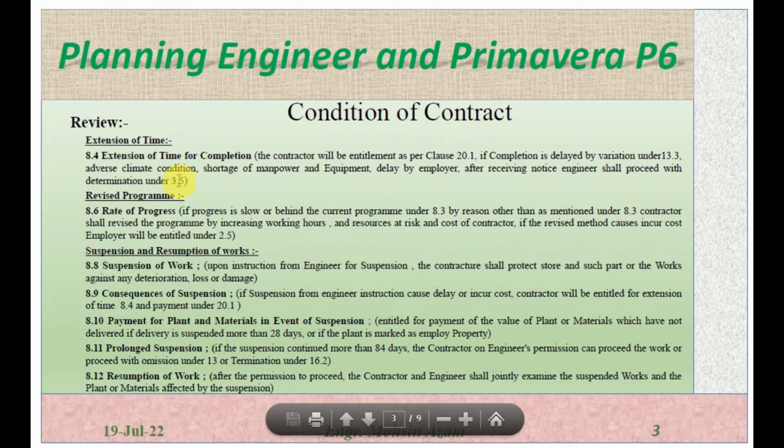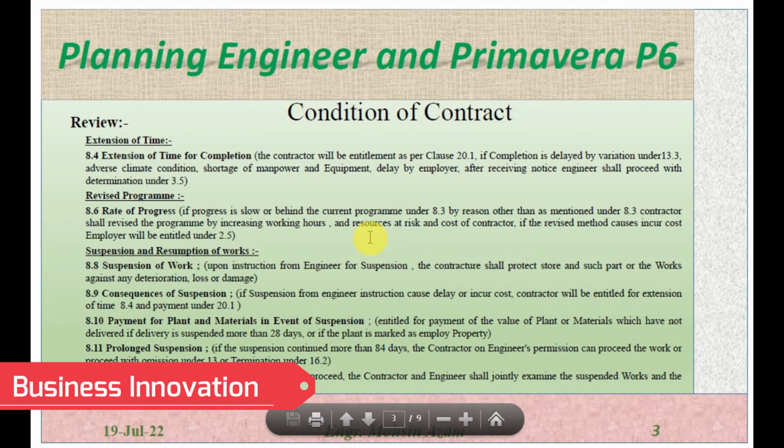So if the rate of progress is slow or behind the program which is submitted under 8.3, or by any other reason which is not under subclause 8.4, then the contractor has to revise the program either by increasing the resources or increasing the working hours. If the revised method incurs cost for the employer, he will be entitled under 2.5. So if the revised methodology which the contractor adopts affects the employer, he will be entitled under subclause 2.5, which is the employer claims.